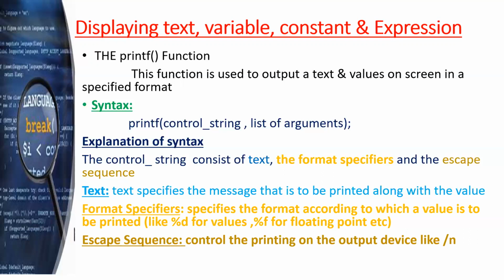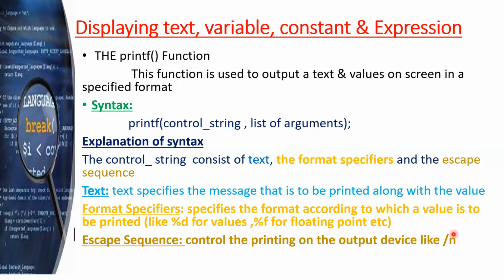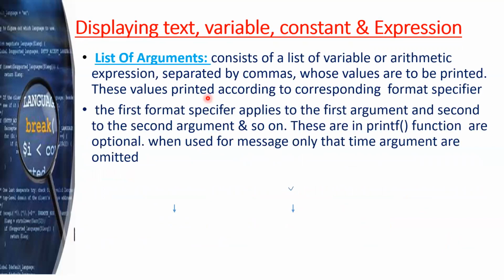\n is the escape sequence. The next is the list of arguments. The list of arguments consists of variables and arithmetic expressions, separated by commas, whose values are to be printed. Got it? These values are printed according to the corresponding format specifiers. The first format specifier applies to the first argument and the second to the second argument, and so on.